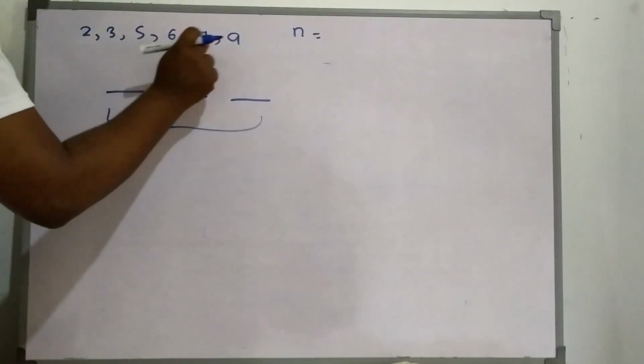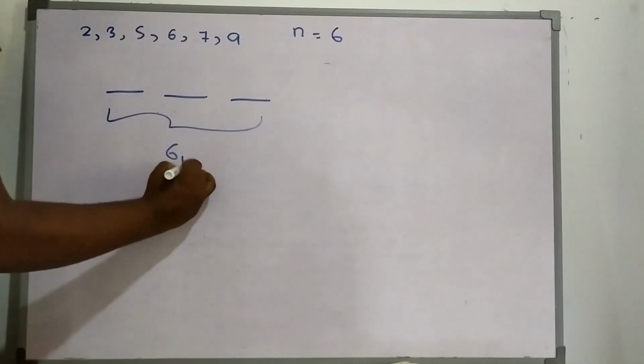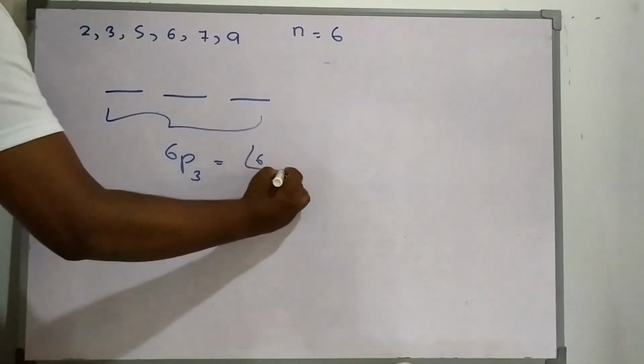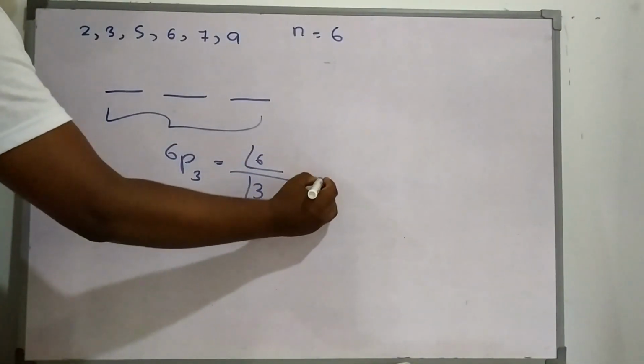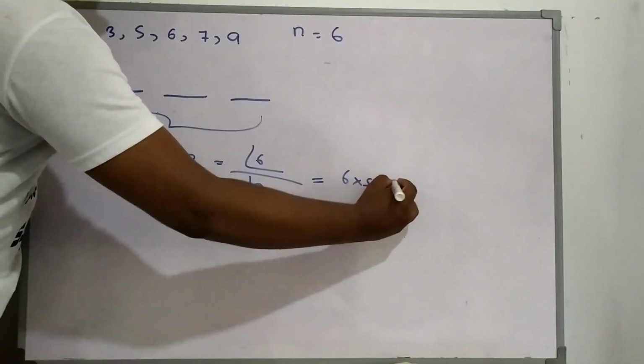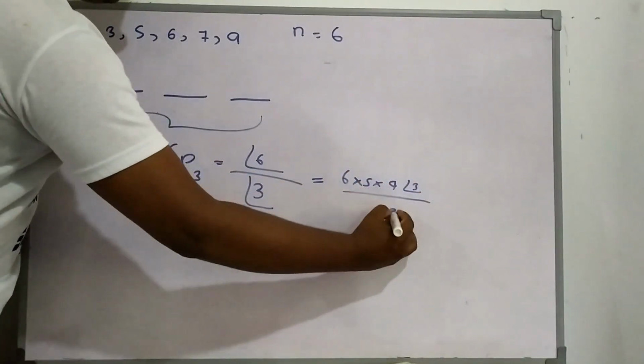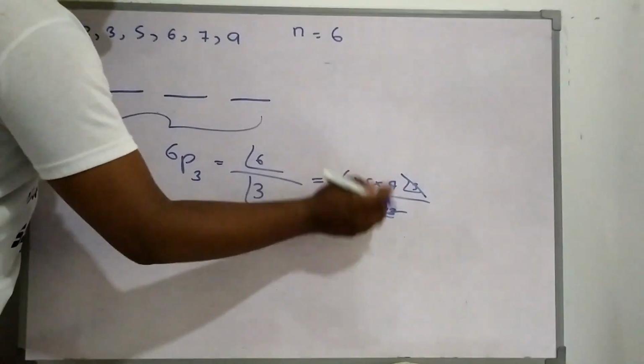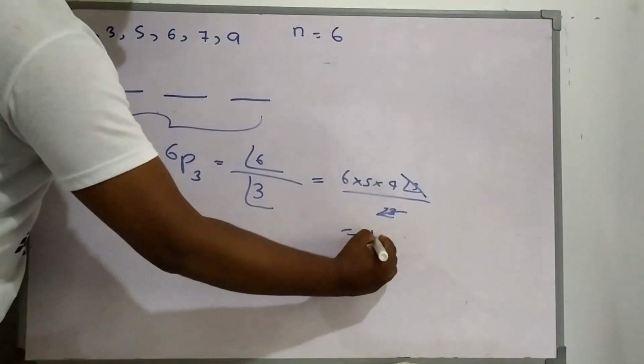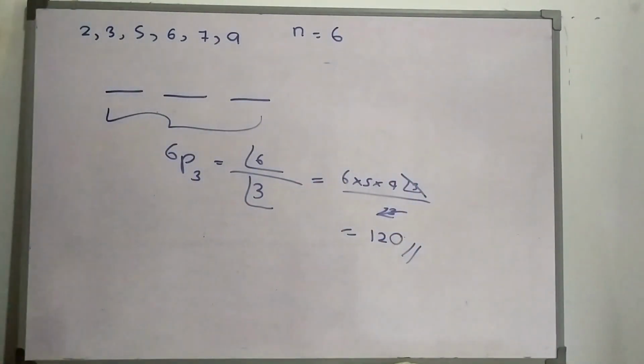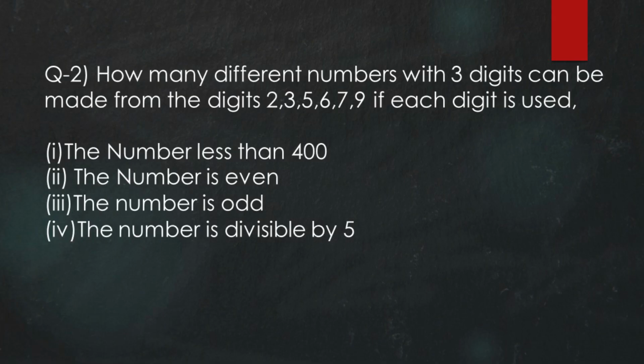So n is 6, 6P3, factorial 6 over factorial 3, which is 6 5 4, factorial 3 cancels. The answer is 120, right? So this is the total arrangement. How many different numbers can be formed? The number less than 400.